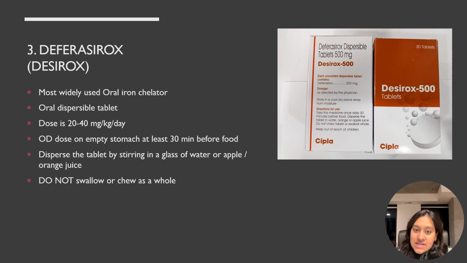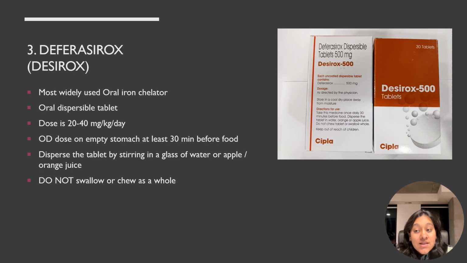It has to be given as a single dose, but there are certain instructions that need to be given to your patient when you start them on Desirox so that the medication works and you're able to achieve your target of controlling iron overload. First, it needs to be taken once a day. It has to be taken on an empty stomach or at least 30 minutes before a meal.